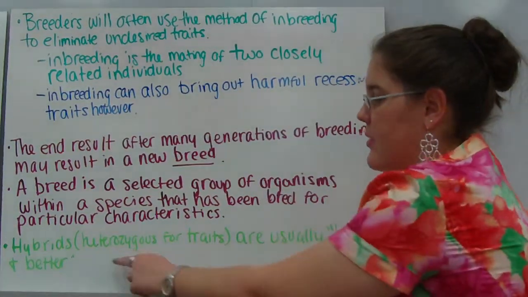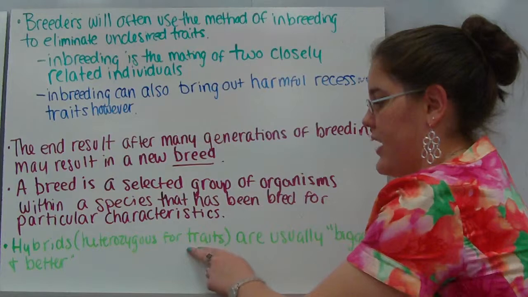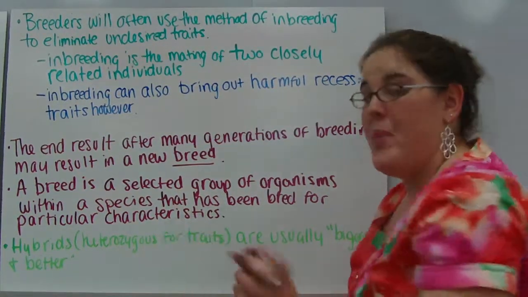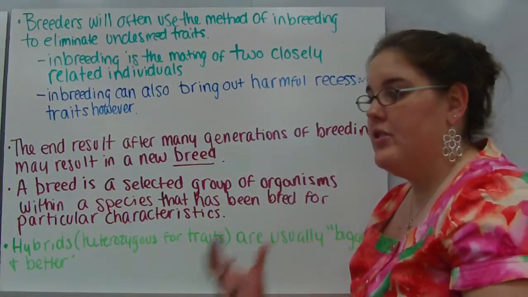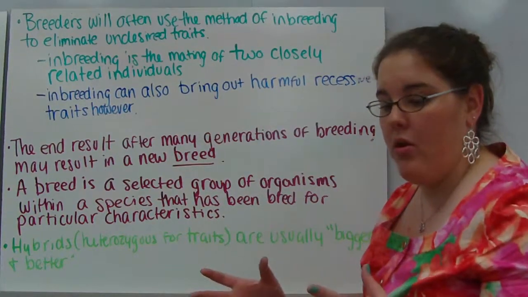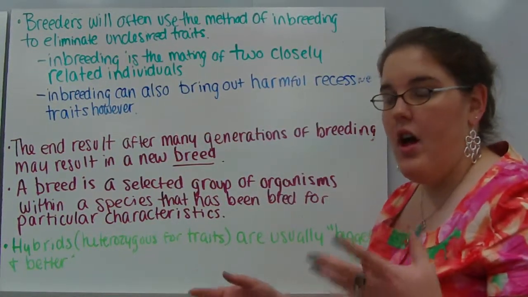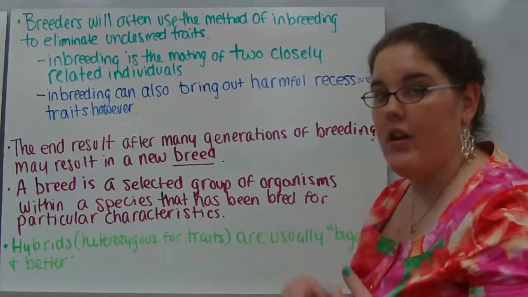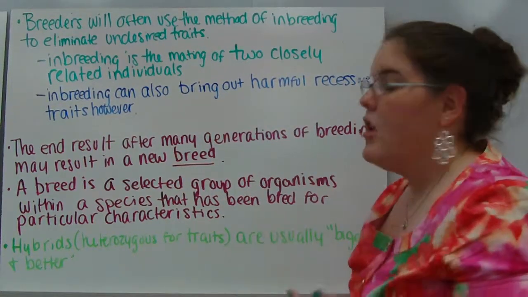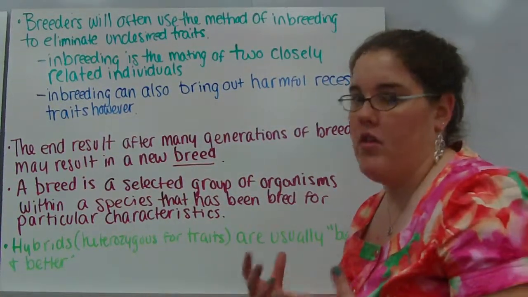Hybrids, remember, those are just heterozygous for traits, and are usually bigger and better than their parents. So if you have two homozygous parents, maybe they're both particularly tall, but if for some reason you have a heterozygous offspring, normally those are going to be bigger and stronger than their parents.